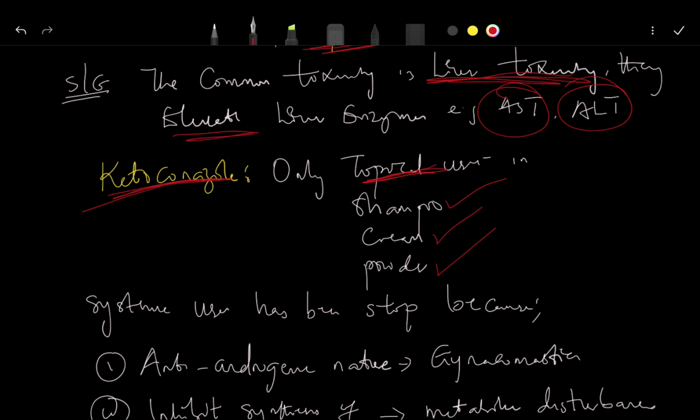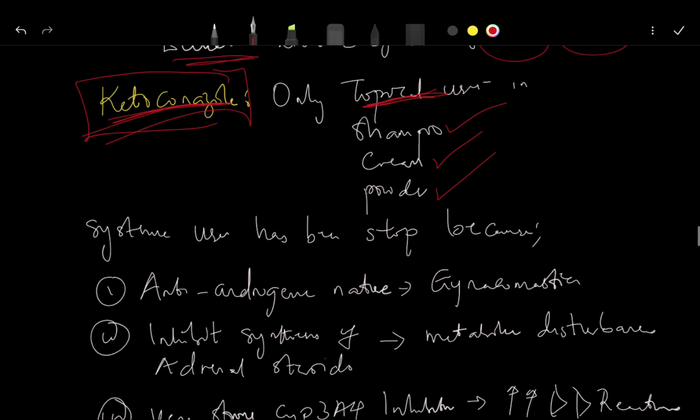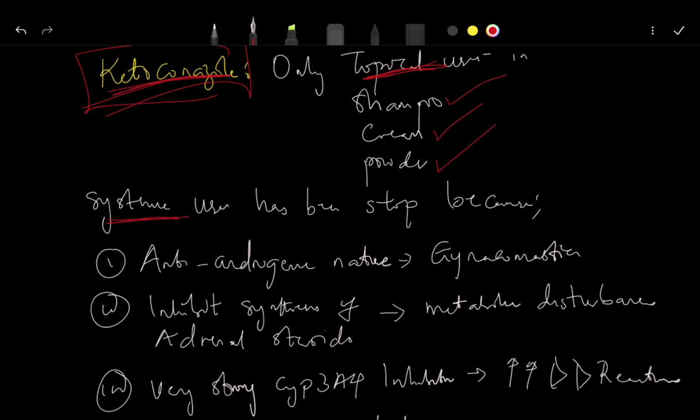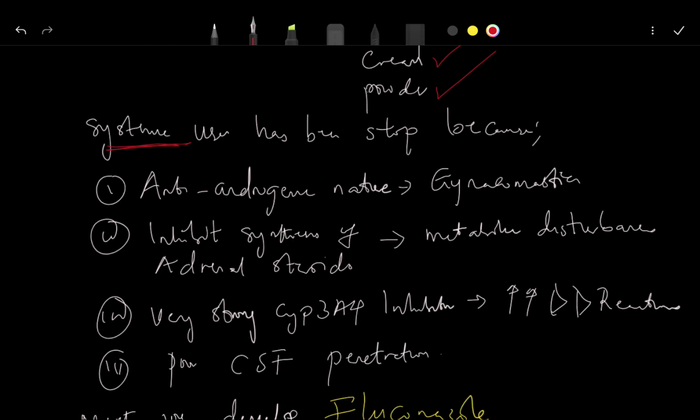Even currently now, ketoconazole has been banned. The oral ketoconazole has been banned by NAFDAC. So the systemic use has been stopped, and the reasons for that include it has anti-androgenic activity. It can block androgen, and that will lead to gynecomastia in males.